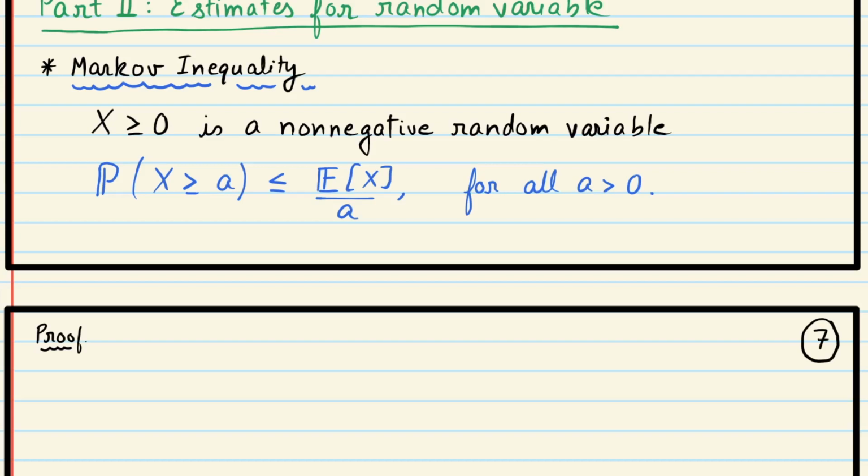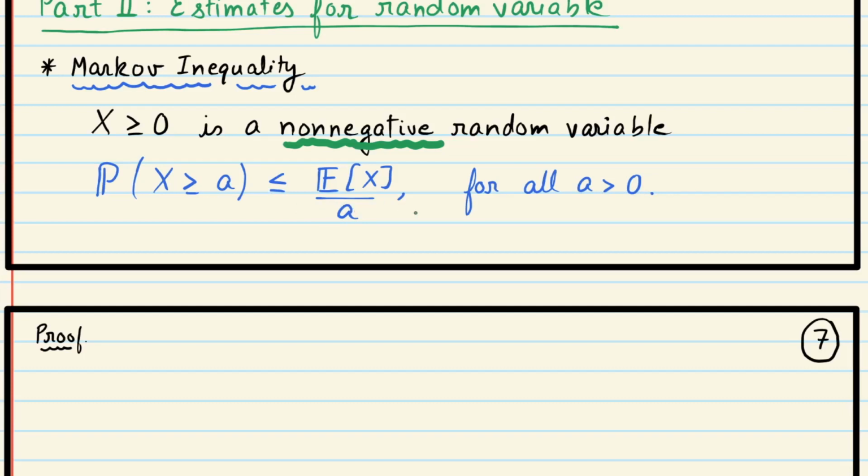It only applies to non-negative random variables. Here is the statement of Markov inequality. It says that if you have a non-negative random variable x, and this is very important here, then the probability that x exceeds any number a is less than the expected value of x divided by a. This is true for any positive a. Alright, so this is just a statement.